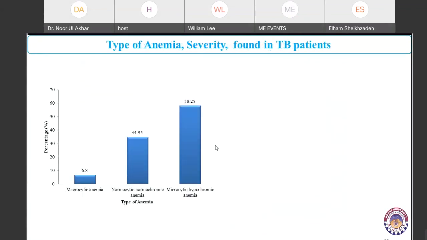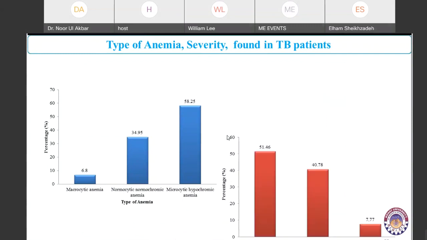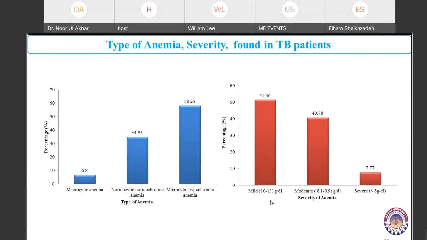These are the complications which were found in the TB patient. Here, the type of anemia and the severity of anemia. Macrocytic anemia was observed in 6.8% of TB patients, followed by the highest, 58.25%, microcytic hypochromic anemia, and 34.95% normocytic normochromic anemia.